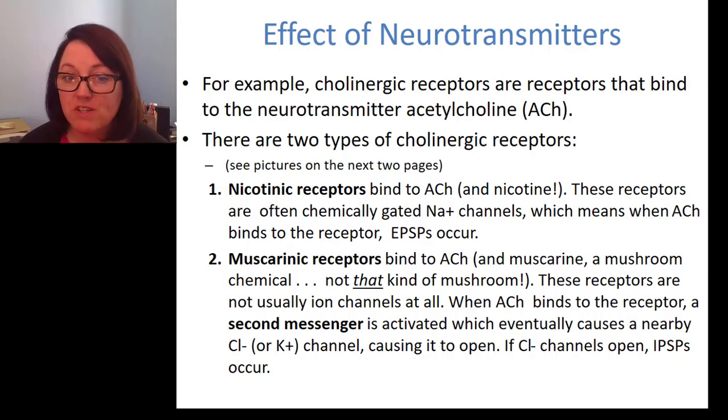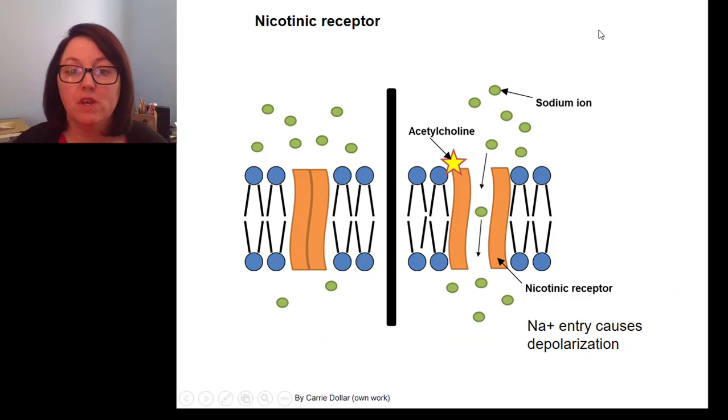The muscarinic receptors, though, are very different. When they bind to acetylcholine, they don't usually lead to the opening of sodium channels. Instead, they lead to the opening of chloride ion or potassium ion channels, both of which will lead to hyperpolarization of the neuron and an IPSP. Let's look at these in pictorial formats.